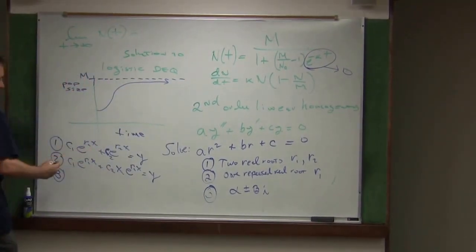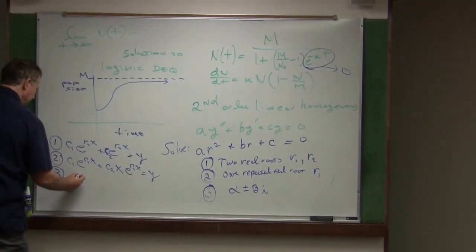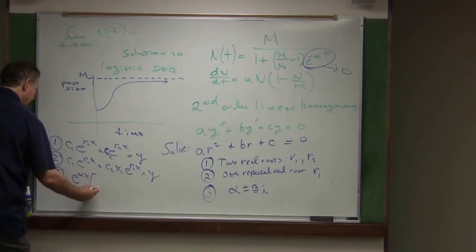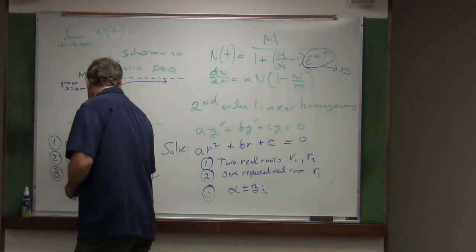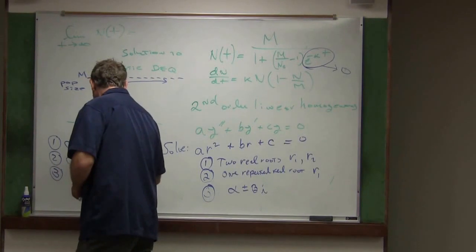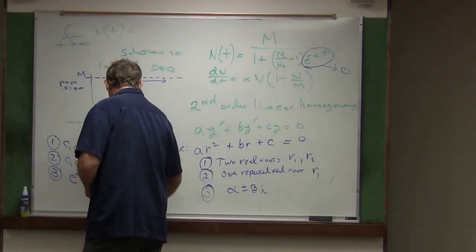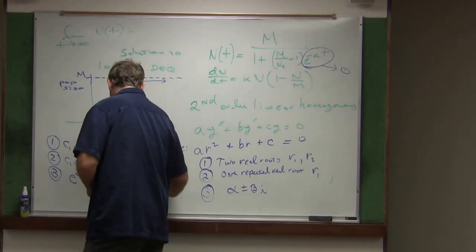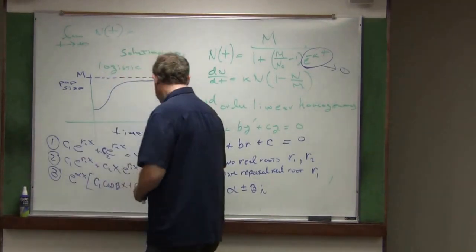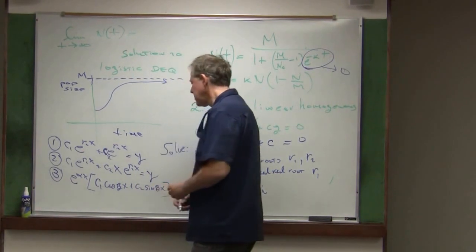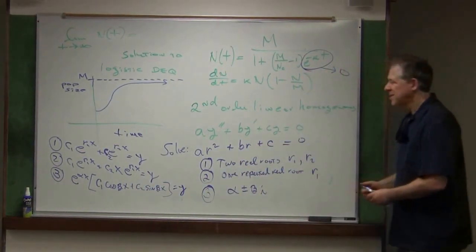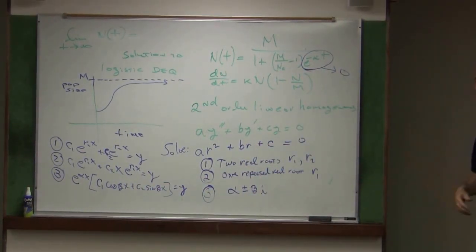The solution is going to be e to the alpha x times c1 cosine of beta x plus c2 sine of beta x. And all you have to do is just memorize these. Really easy. It's always going to be that way.